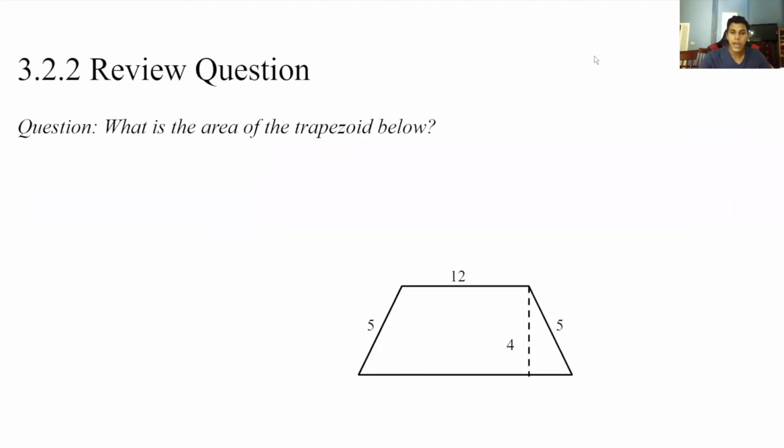All right, so now I have a review question on area and the Pythagorean theorem. If you'd like to try it, I'll give you a few seconds to pause the video and then I'll explain the answer.